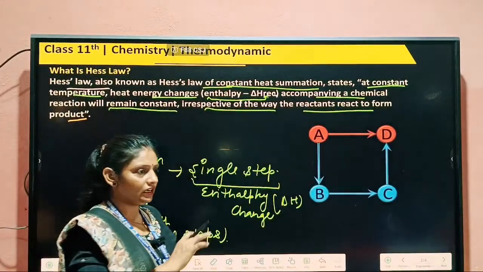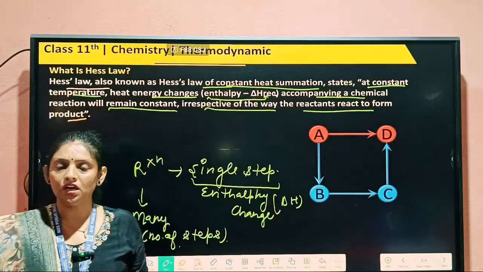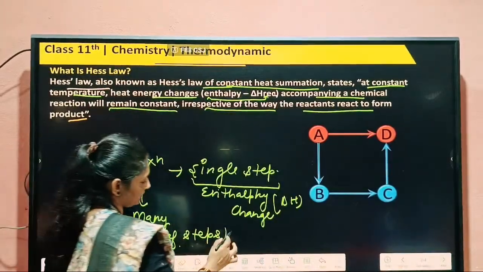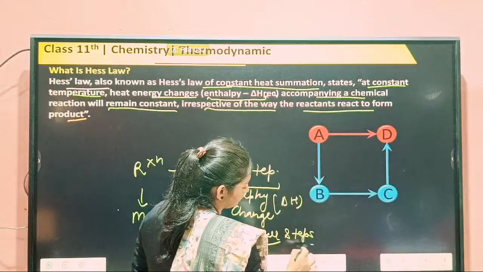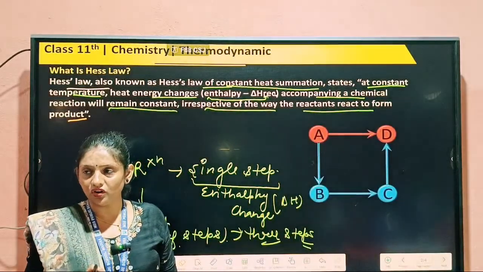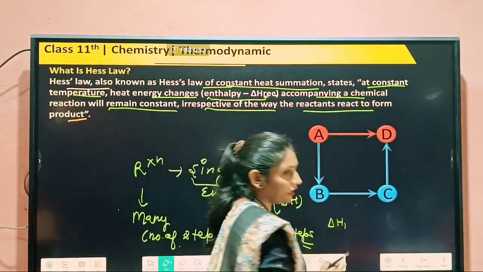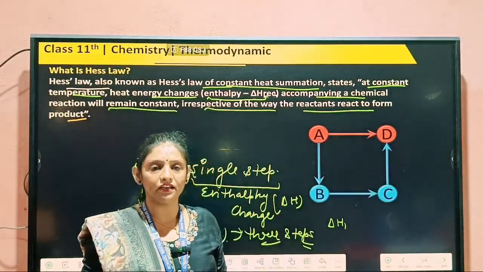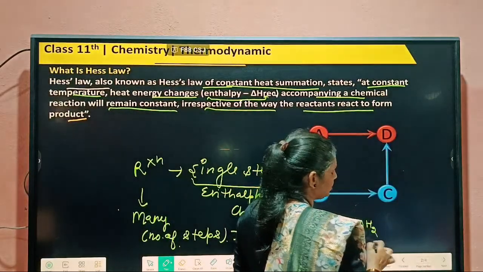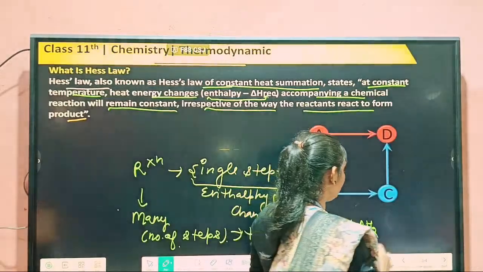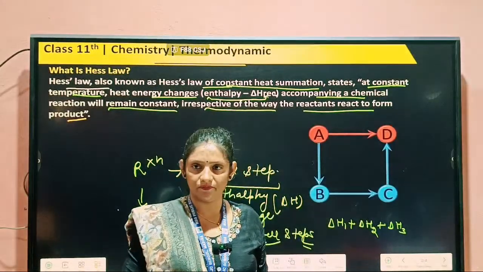The second way is that the same reaction is not proceeding in a single step only, but in 3 steps. So students, first of all, it will complete its first step, so some enthalpy change will be there. We consider that as delta H1. In the second step, we consider the enthalpy change delta H2, and in the third step, delta H3.